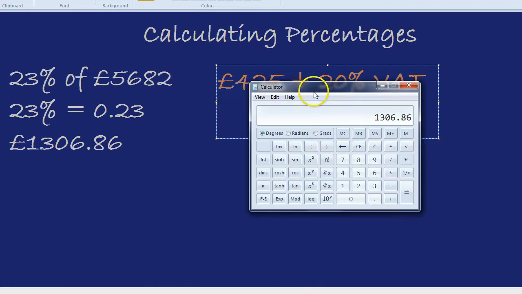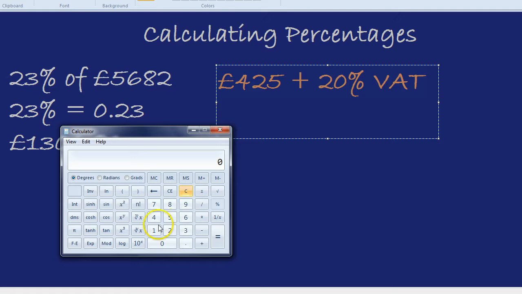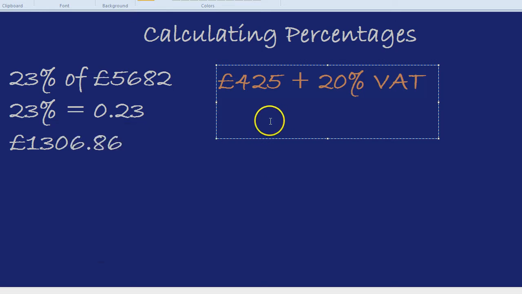If you did have a calculator, you can do a similar thing. 425 times by 0.20, because remember 20% is 0.20. 2% would be 0.02, but 20% is 0.20, so that's £85. And then don't forget to add it on to the original, because VAT is value added tax that goes on top of the normal price. The price would be £510.